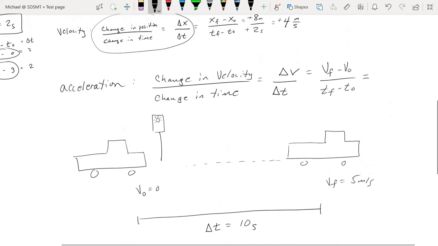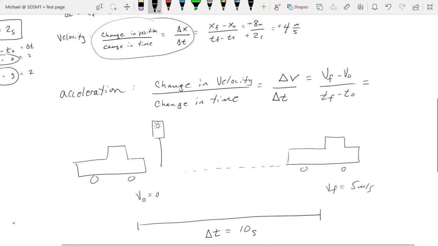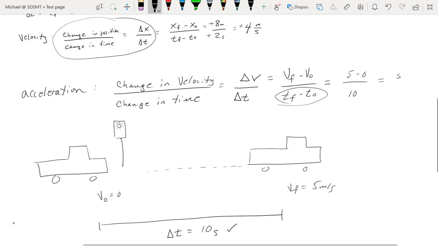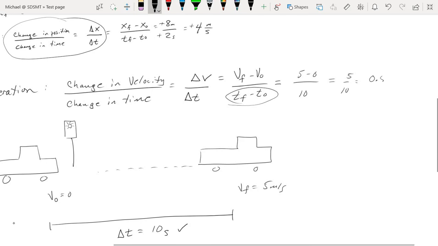So what is the acceleration of the truck? We have our final and initial velocity values. That's going to be 5 minus 0 respectively. And then our time interval, delta t, well, again, it doesn't really matter what the initial and the final values are. What matters is that the total difference between them is 10. So we put all that together, and we get an acceleration of 0.5 meter per second squared.